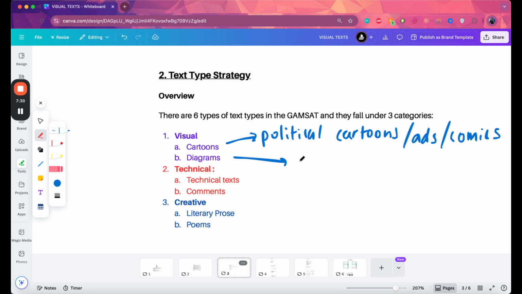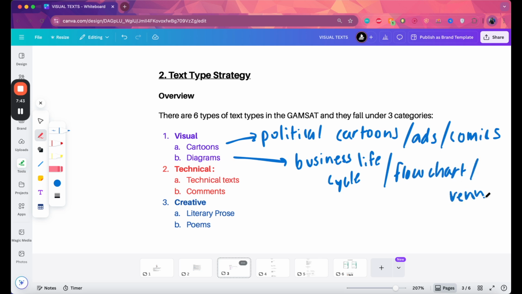This could be like the business life cycle, or some sort of flow chart, or some sort of Venn diagram.